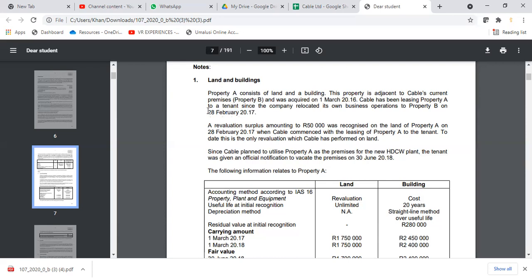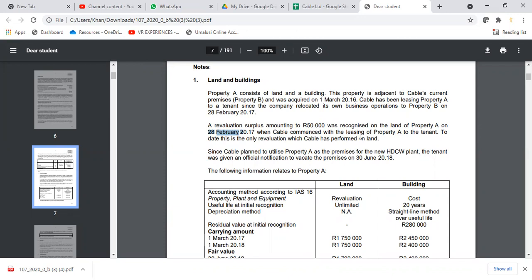So from 28 February 2017, you have investment property. Then they say a revaluation surplus amounting to 50,000 Rand was recognized on the land of property A on 28 February 2017, when Cable A commenced with the leasing of property A to the tenant. To this date, this is the only revaluation which Cable has performed on land.